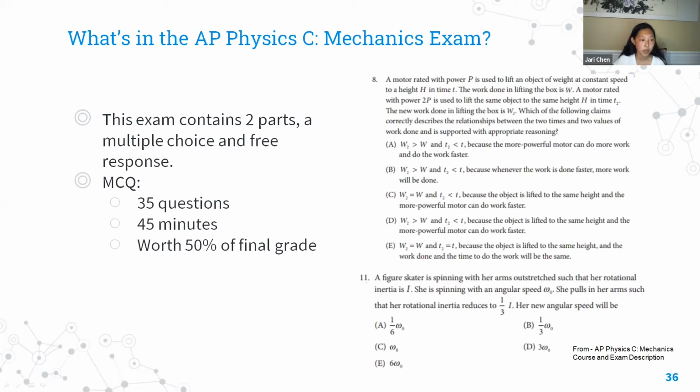So this exam has a multiple choice and a free response portion. The multiple choice has 35 questions in 45 minutes, and it's worth 50% of your final grade. So on the right are shown two types of questions that may show up in an exam.